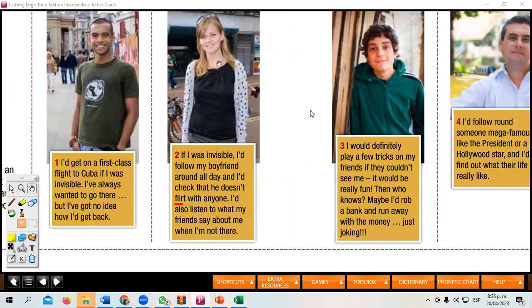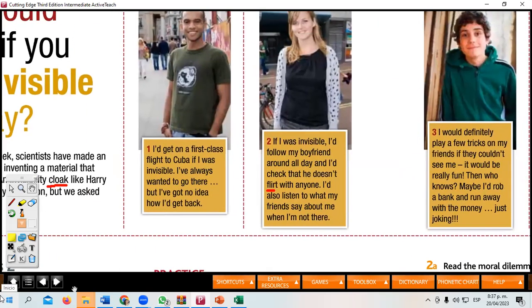Teacher, the most interesting for me is the first person, because it would be great to travel to another country without having to pay. Yes, this would be excellent. No documentation or visa. Yeah, no visa or passport. No, just you travel and go to a different country.